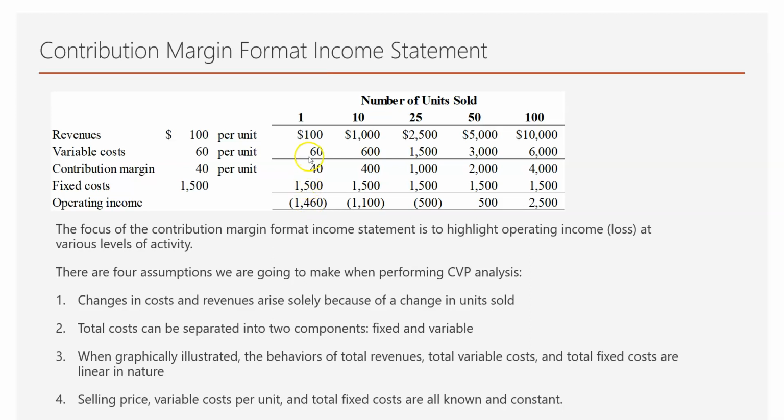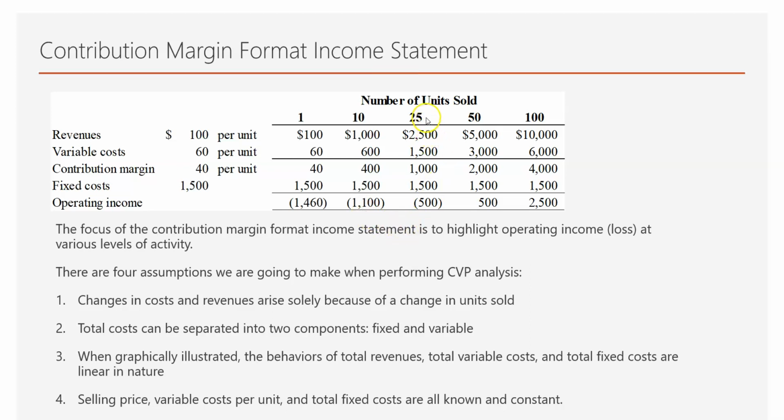But let's say instead of selling one, we sell 10 this period. So what are my total revenues? Well, if I sell 10 units at $100 per unit, my total revenues are going to be $1,000 here. Subtract out my variable cost of $60 per unit times 10 units is $600. And now I have a contribution margin of $400 with which to cover my fixed costs. My fixed costs are $1,500, so I still have an operating loss of $1,100.